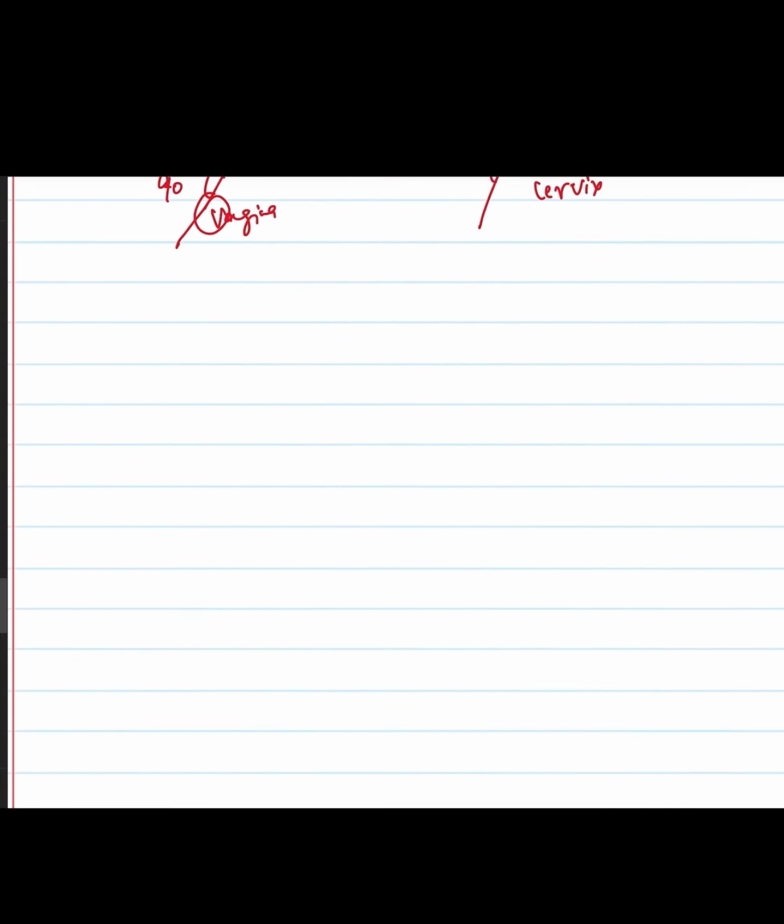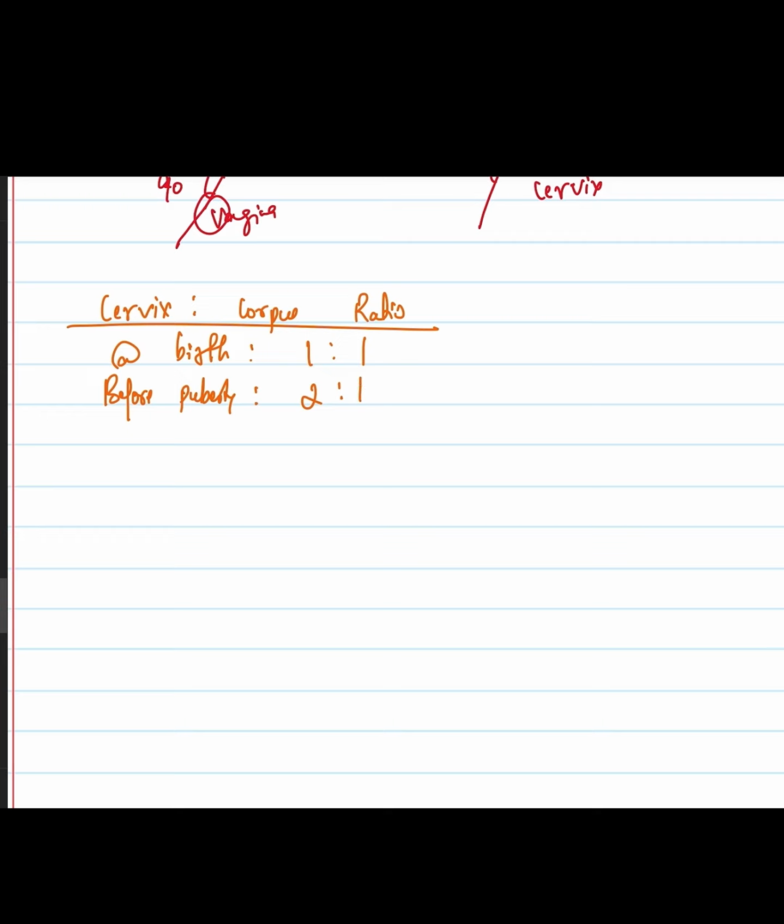Now we'll see the cervix to corpus ratio. So what is the cervix to corpus ratio? The body to the cervix. So at birth, how will it be? The ratio will be 1:1. So before puberty, what happens? The cervix will be longer than the body. So that is why 2:1.